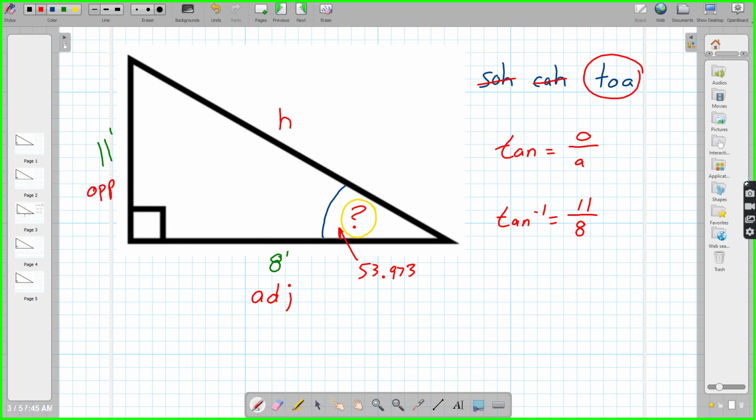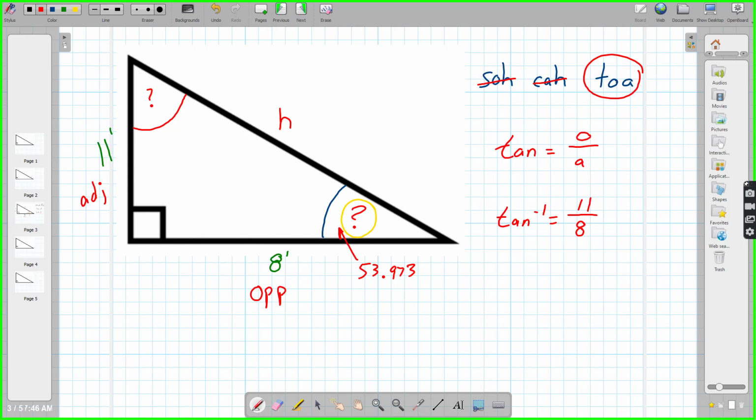Now, likewise, we could have done it differently, too. We could have said, all right, you know what? Our angle happens to be this one. We're missing that one. How can I solve for that? So the labels become a little bit different when I do it this way, right? The hypotenuse is still the same, but now this side becomes the opposite, and this side becomes the adjacent.